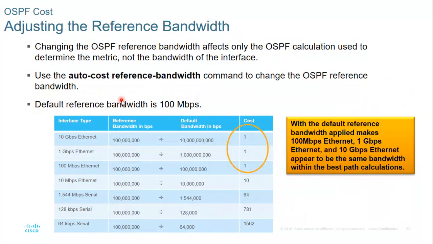Changing the OSPF reference bandwidth affects only the OSPF calculation used to determine the metric, not the bandwidth of the interface. So if you change it, it doesn't automatically make your bandwidth higher or lower. It just changes the cost that you attach to it. Use the auto-cost reference-bandwidth command to change the OSPF reference bandwidth.